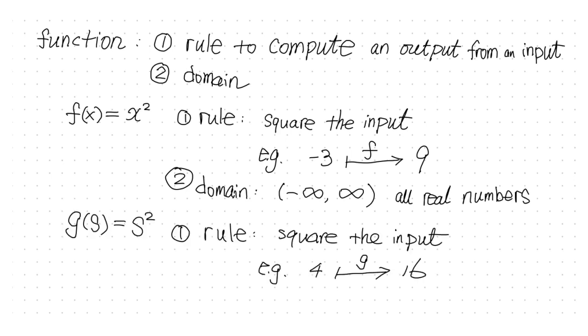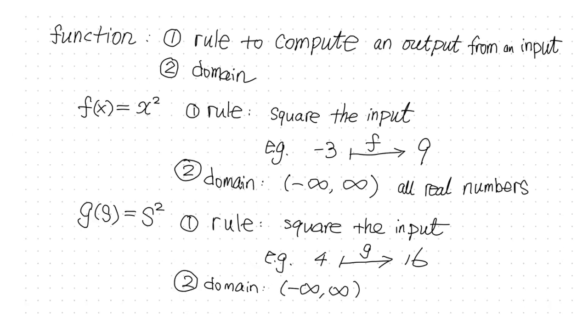What about function g? The name of the input is s here, but still, whatever the input is, you just square it. For example, if the input is 4, the output of g is 16. We can see that functions g and f have the same rule. The domain of g is also all real numbers.